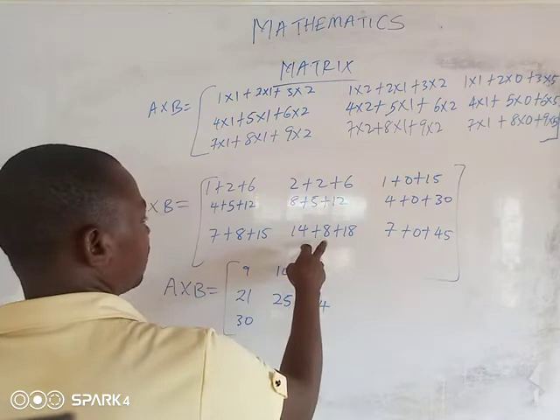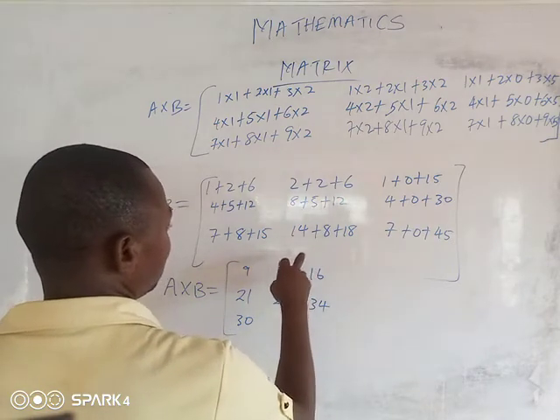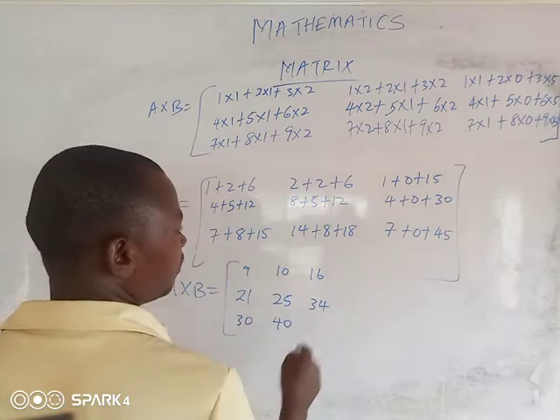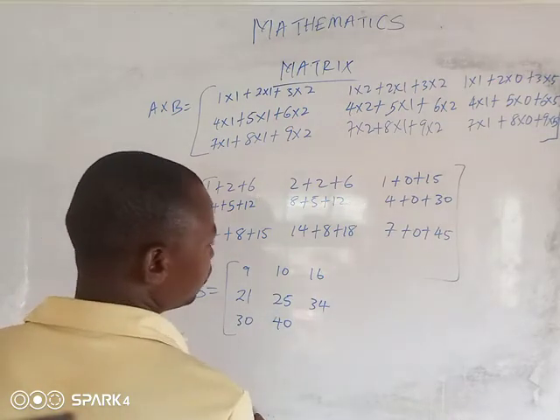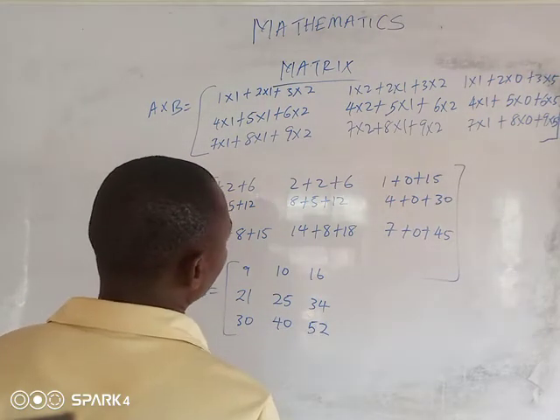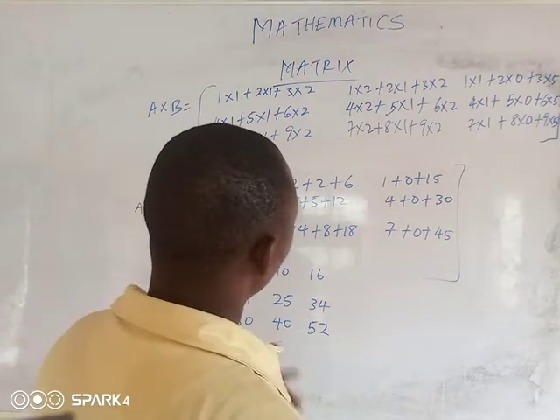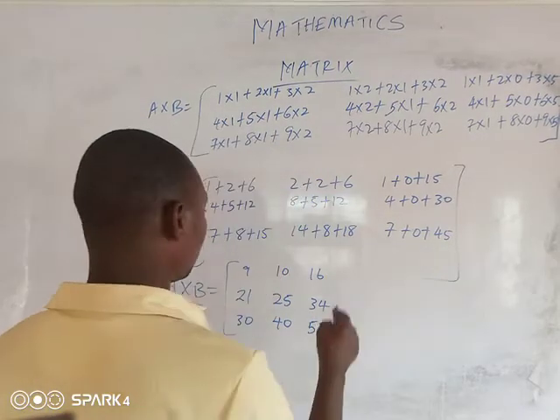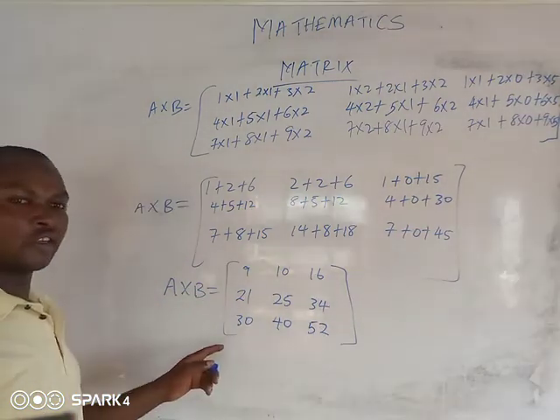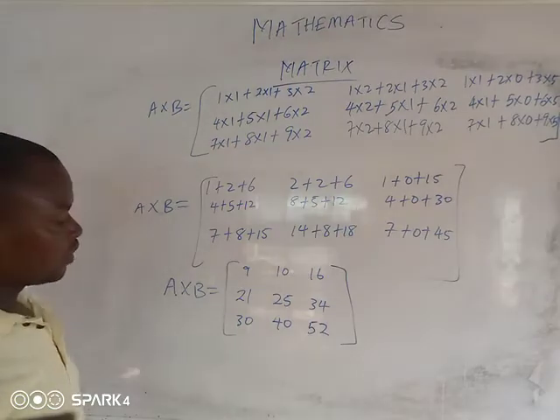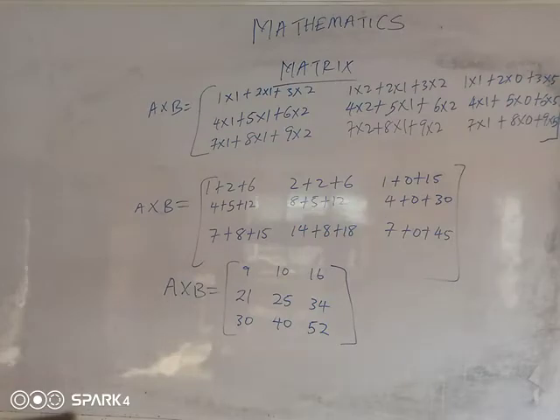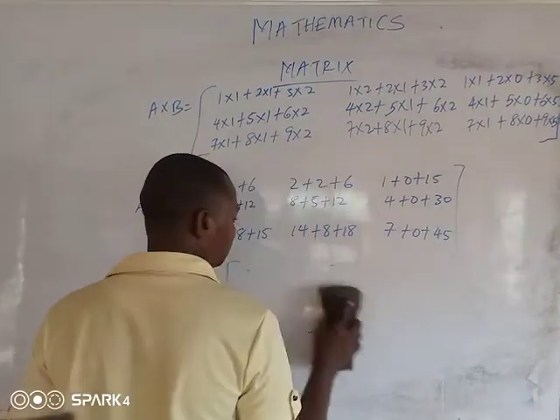We have 6 plus this. So that is 10 is 40. This will give us 52. Okay, 52. The multiplication of A and B give us this result. So that is how to multiply the matrix.